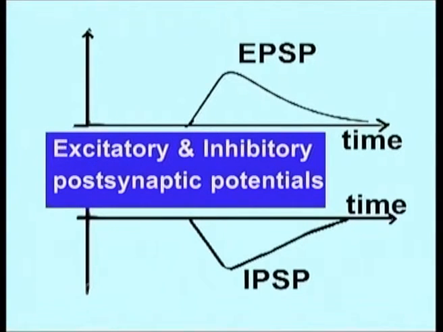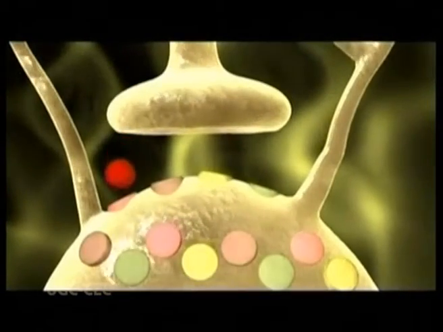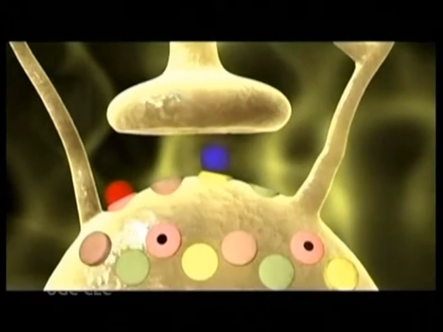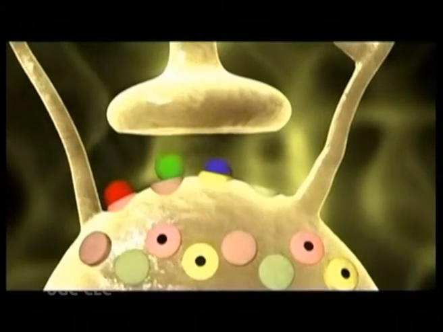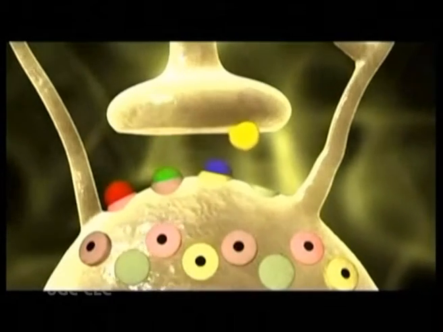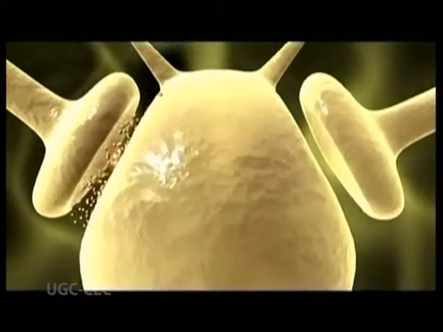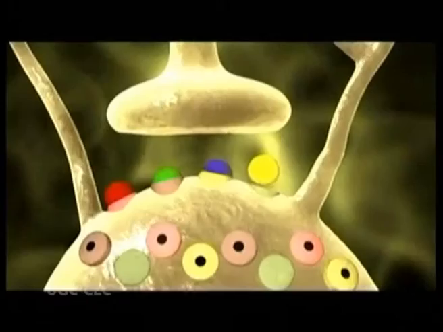Excitatory and inhibitory postsynaptic potentials. A neurotransmitter causes either an excitatory or an inhibitory graded potential. A neurotransmitter that depolarizes the postsynaptic membrane is excitatory because it brings the membrane closer to the threshold. A depolarizing postsynaptic potential is called an excitatory postsynaptic potential, that is EPSP.